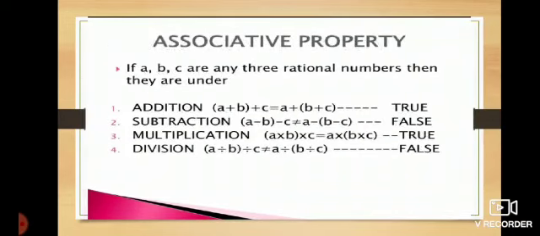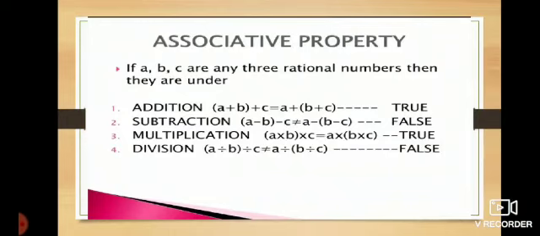Now let us see associative property. If a, b, c are any three rational numbers, then they are under the mathematical operations addition, subtraction, multiplication, and division. Here, if the three rational numbers are added, a plus b plus c, that will be equal to changing the order, a plus b plus c. Then the left hand side and right hand side, whatever answer you get, are equal. Hence, associative property holds good under addition.